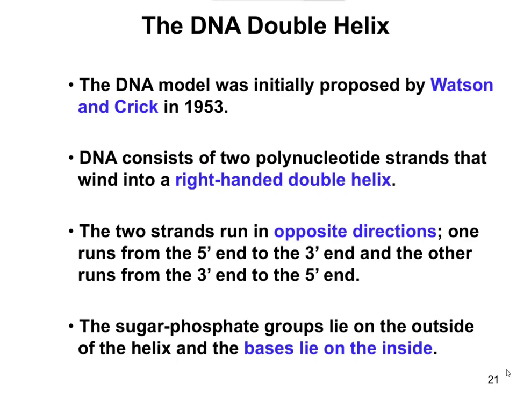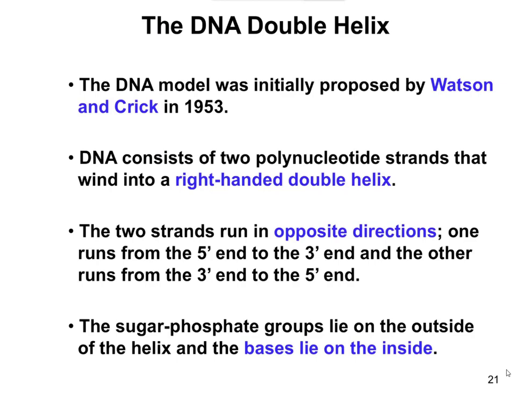DNA has been found through those experiments to be a right-handed double helix, which basically means that there's two polynucleotide strands. That's why it's called a double helix. So there's going to be two strands. They kind of wrap around each other. So they go in opposite directions. One goes from 5' to 3', and the other one goes from 3' to 5'. And like we talked about previously, the sugar phosphate groups form the backbone, and that backbone is going to be on the outside of the helix with the bases on the inside.